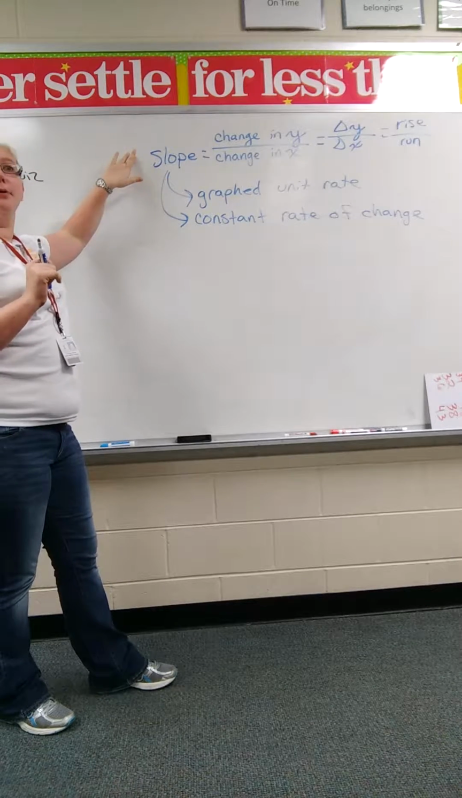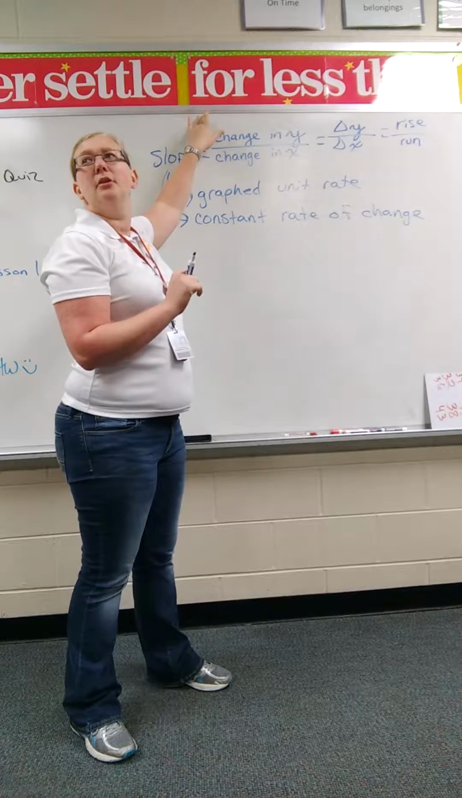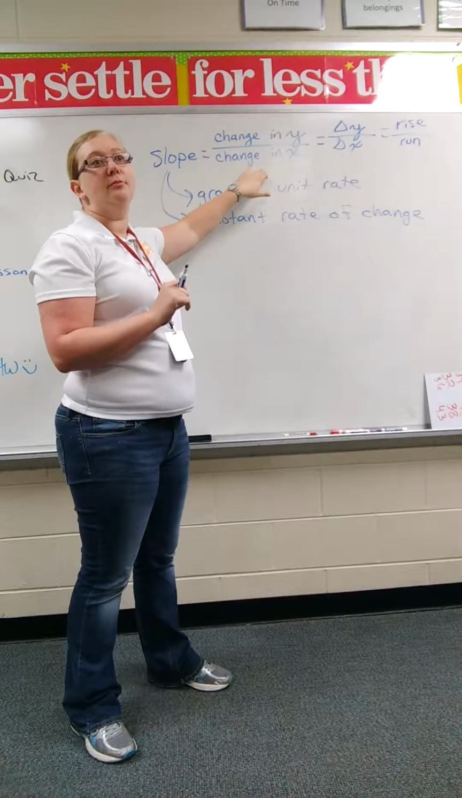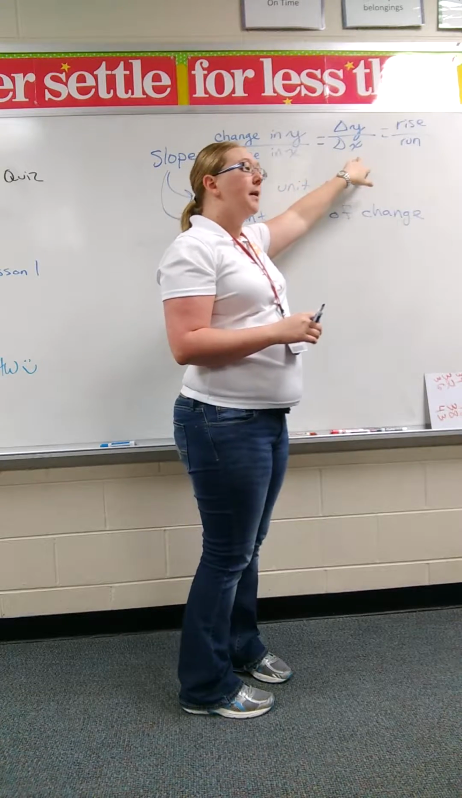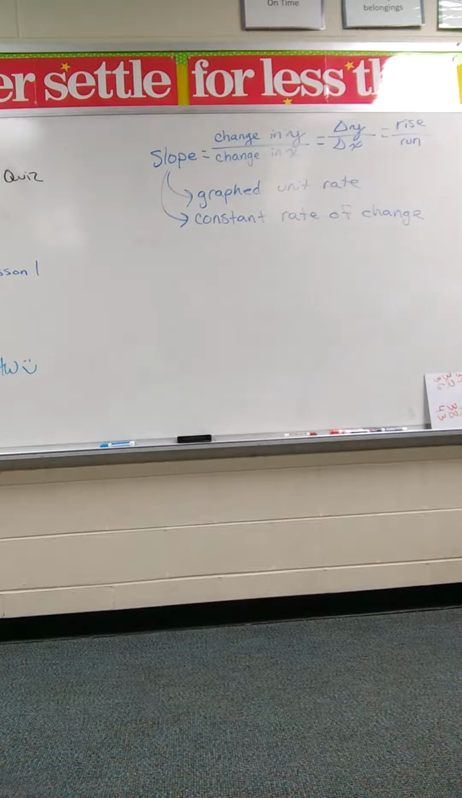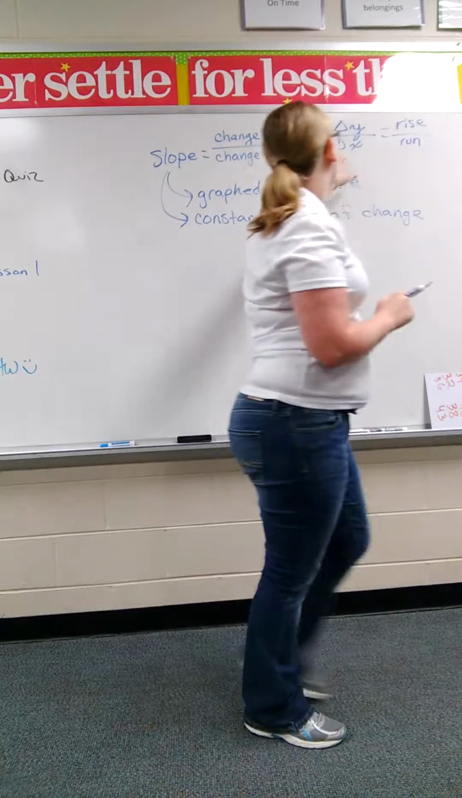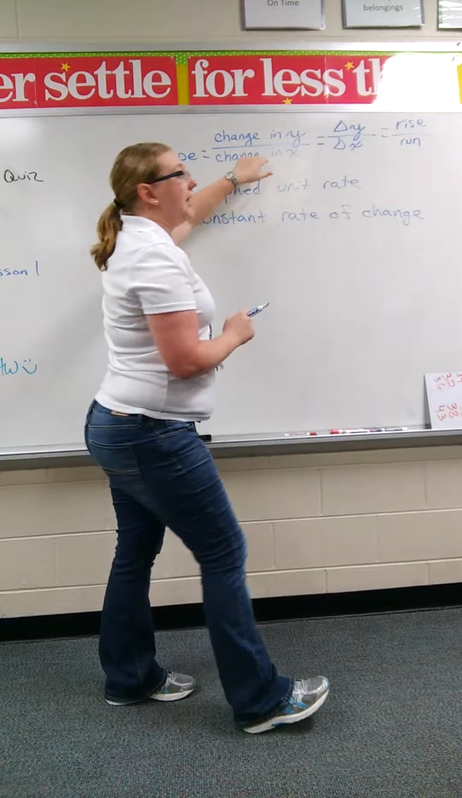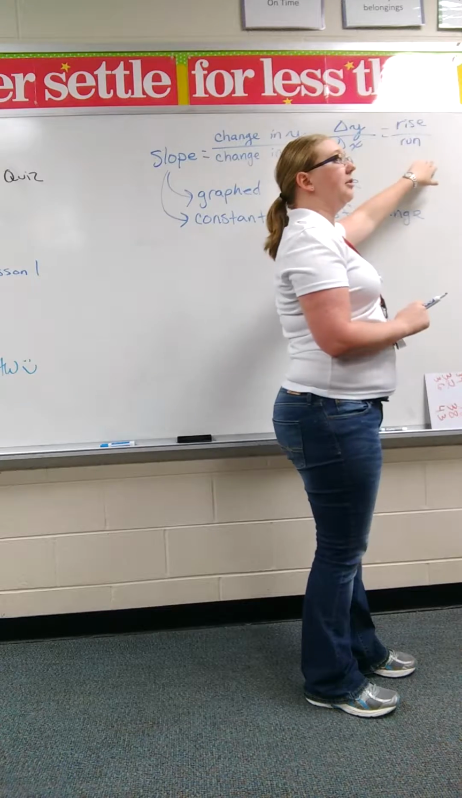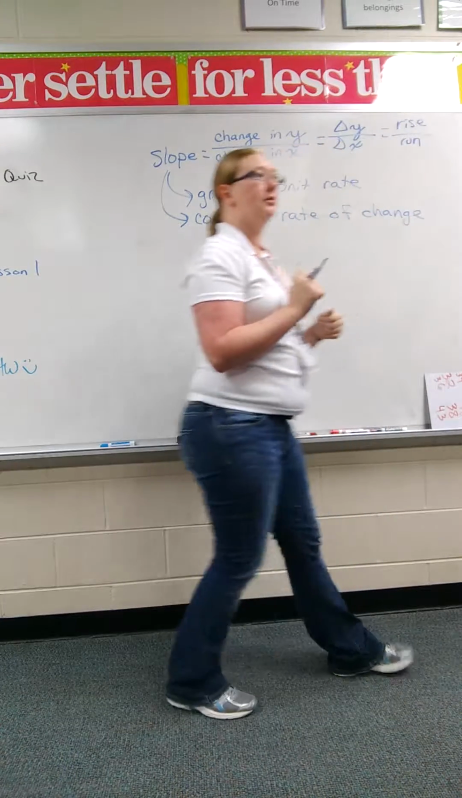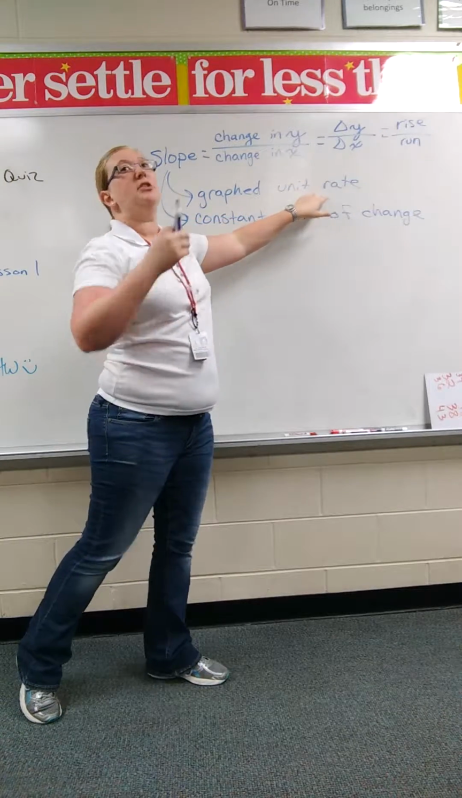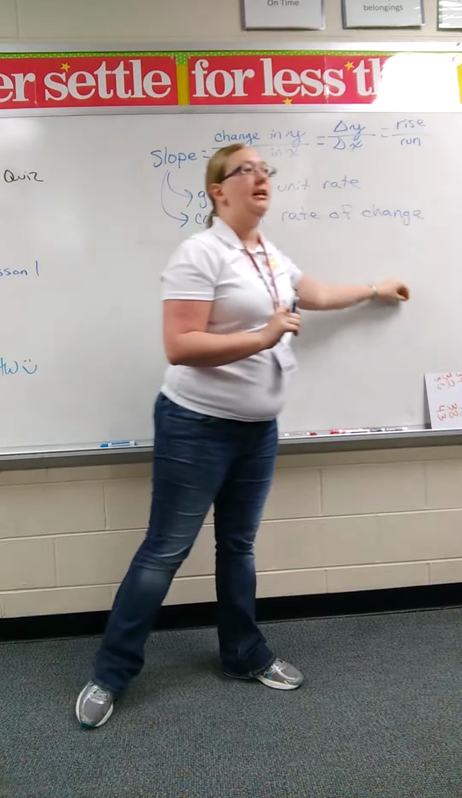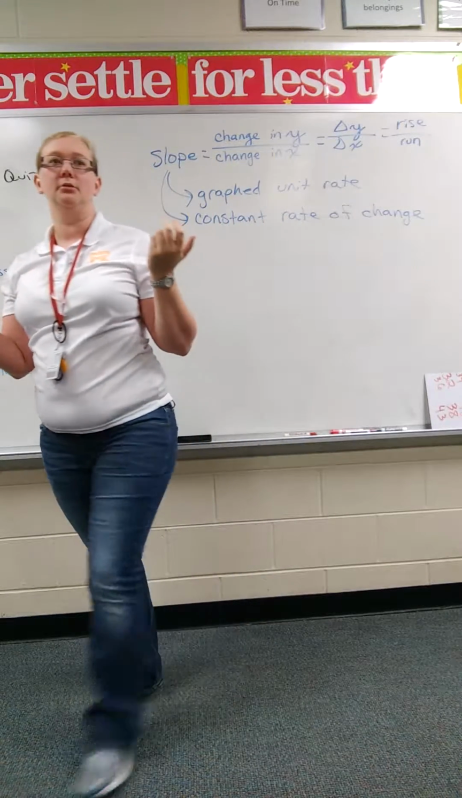So, if we are told that the slope is the change in our y value divided by the change in our x value, and that is the same as saying delta y over delta x, because delta means the same as change in, and that is the same as looking at the rise over the run, or how far up divided by how far over. And that is the same thing as our graphed unit rate, which is the same thing as our graphed constant rate of change.